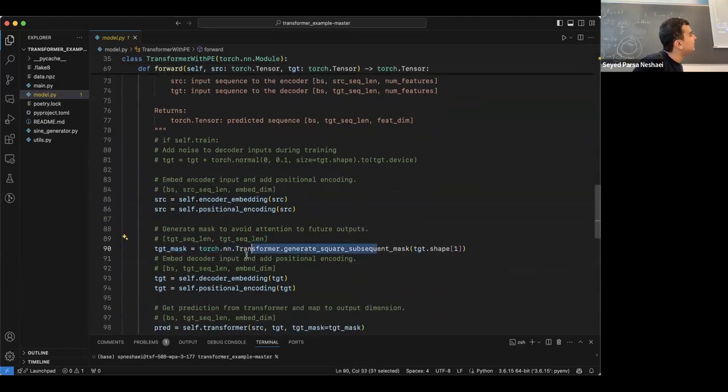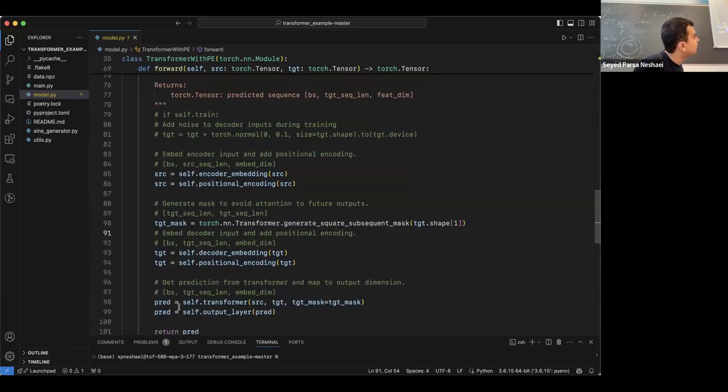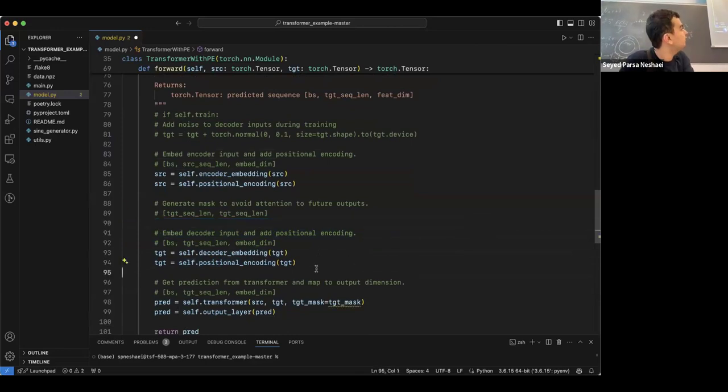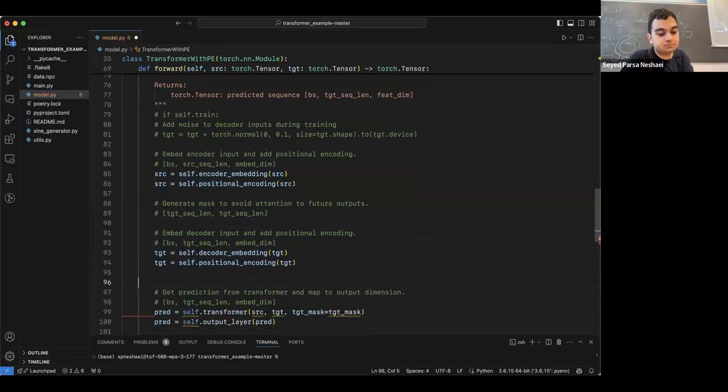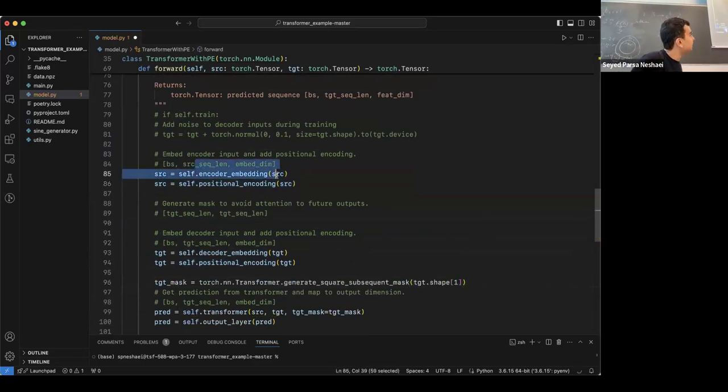Then here's the masking. PyTorch has something for masking already that you can just use. We talked about masking. Okay, here you don't use the mask yet, but you'll do it later. Maybe they should have moved this here because it's more clear. Okay, yeah. So first you do the encoder embedding and positional encoding of that. Then you do the decoder embeddings and again positional encoding.